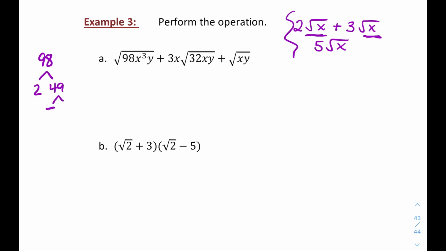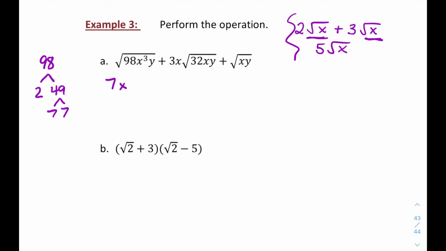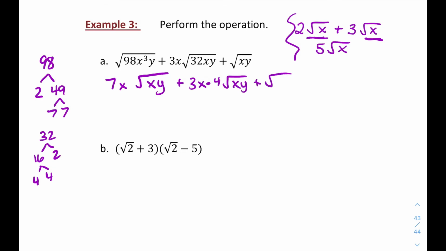So let's break everything down. So my first radical, if I break down my 98, I can take the square root of 7 squared and have a 7 and also an x on the outside. 32 I can break it down so it has two factors of 4, so I can bring a 4 on the outside for my square root of 4 times 4, and then my last one's just xy.